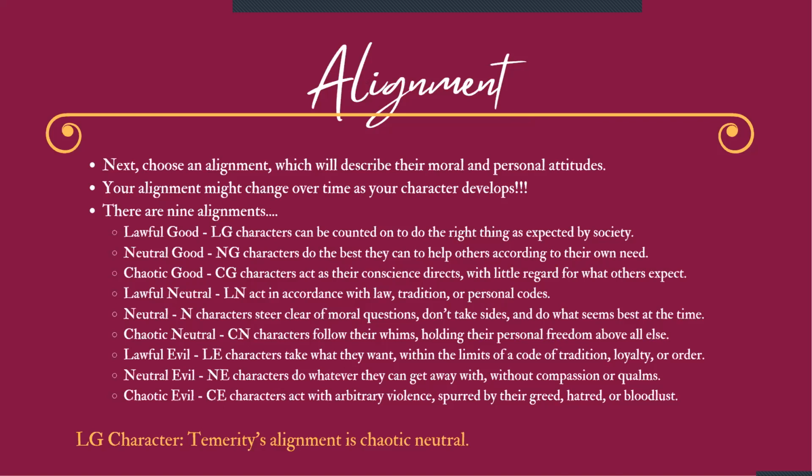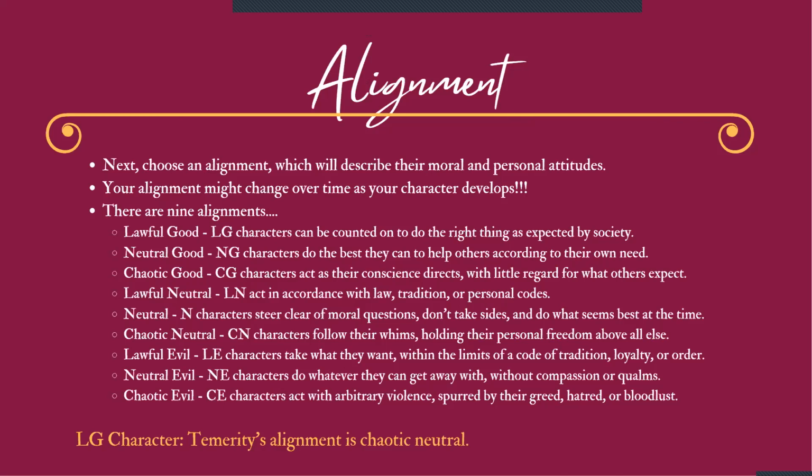Yeah. So first, we have lawful good. Lawful good characters can be counted on to do the right thing as expected by society. Neutral good characters do the best they can to help others according to their own need. Chaotic good characters act as their own conscience directs with little regard for what others expect. Lawful neutral characters act in accordance with law, tradition, or personal codes. Neutral characters steer clear of moral questions, don't take sides, and do what seems best at the time. Chaotic neutral characters follow their whims, holding their personal freedom above all else.